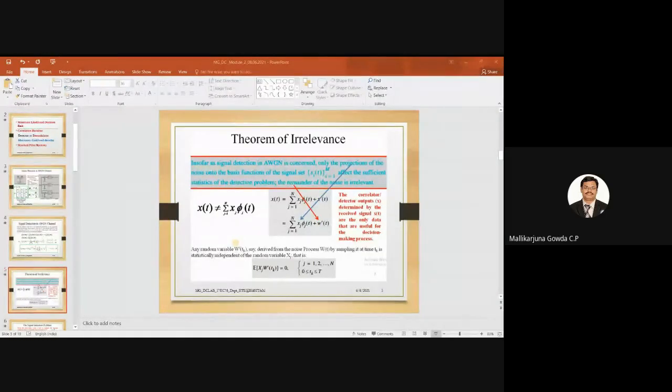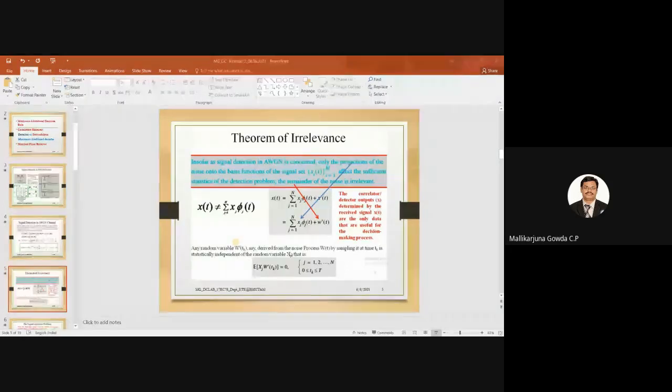What is this one, right? It is any random variable, say w of tk, derived from the noise process w of t by sampling at time tk, which is statistically independent of the random variable xj, right? That is what we found, how they are statistically independent.